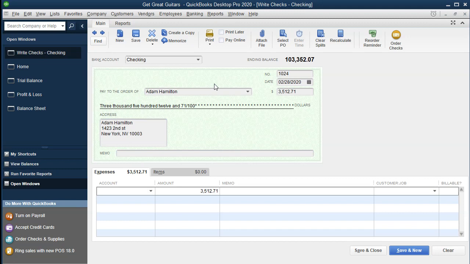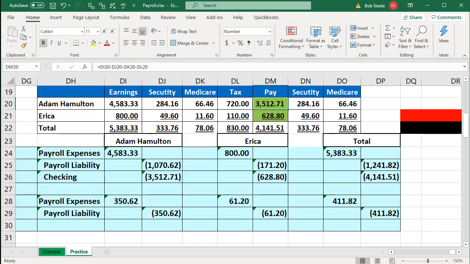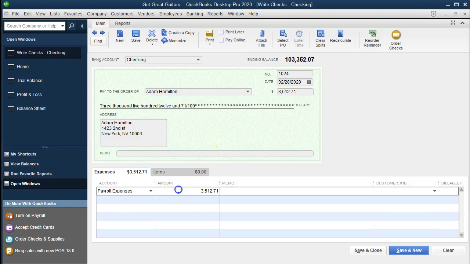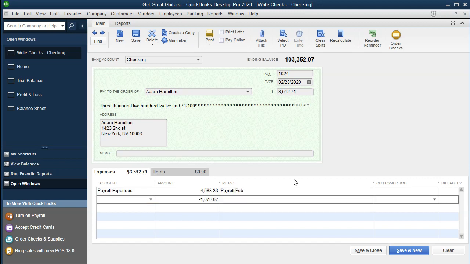And the other side is going to be payroll expense. But the payroll expense is for the gross amount, which is the full amount. Not like it's gross or anything. It's the full amount. So is this 4,005? We're going to say this is going to be the 4,583.33. And then we could say payroll for February as the memo.